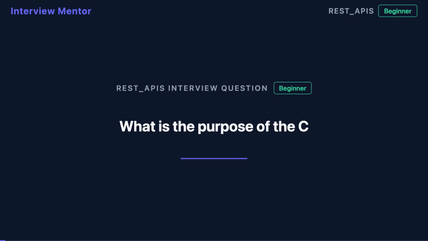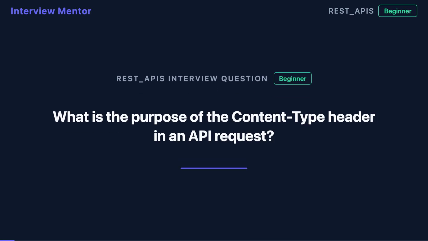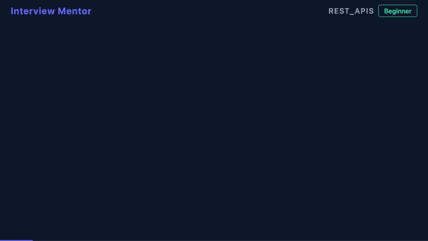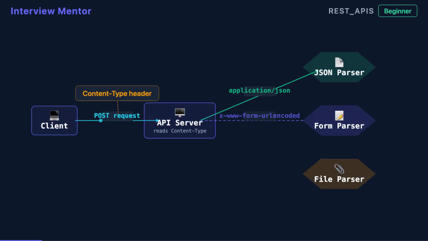Sending a perfectly valid JSON body to an API and still getting a 400 error? It's almost always a missing content type header. The content type header tells the server what format your request body is in. Without it, the server receives raw bytes with no way to know whether you sent JSON, XML, or form data. When you include the right value, the server routes your body to the correct parser and deserializes it properly. It's essentially a label that says, here's the language my data is written in.